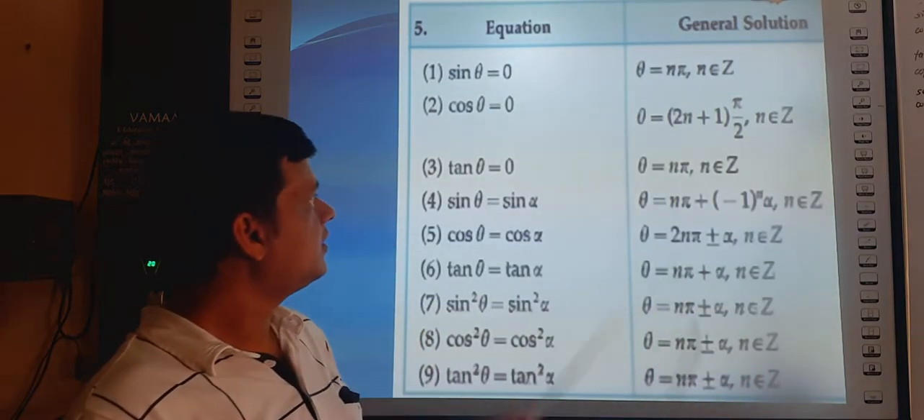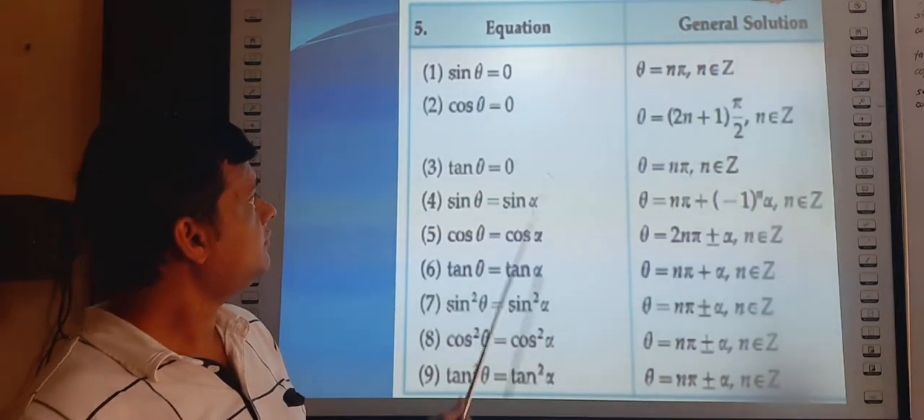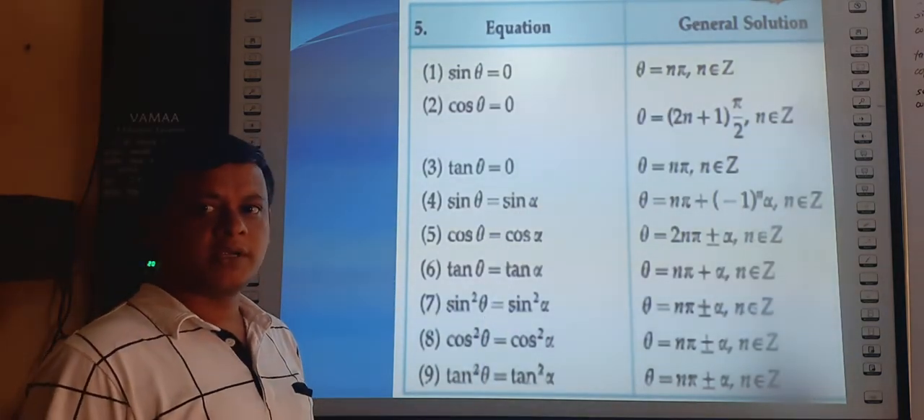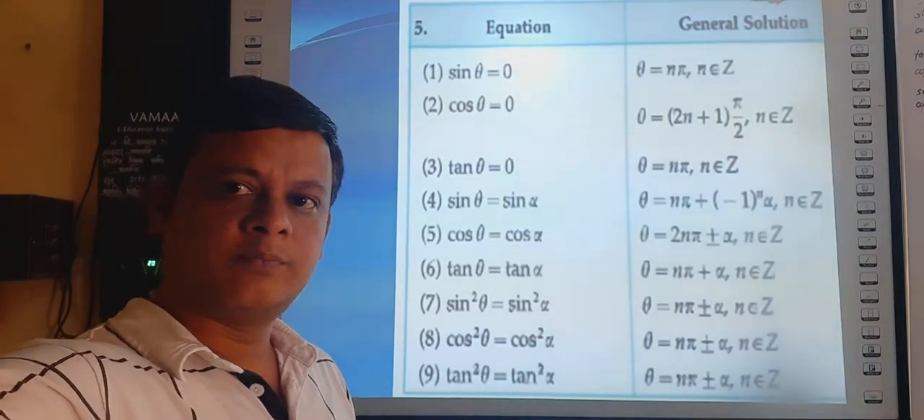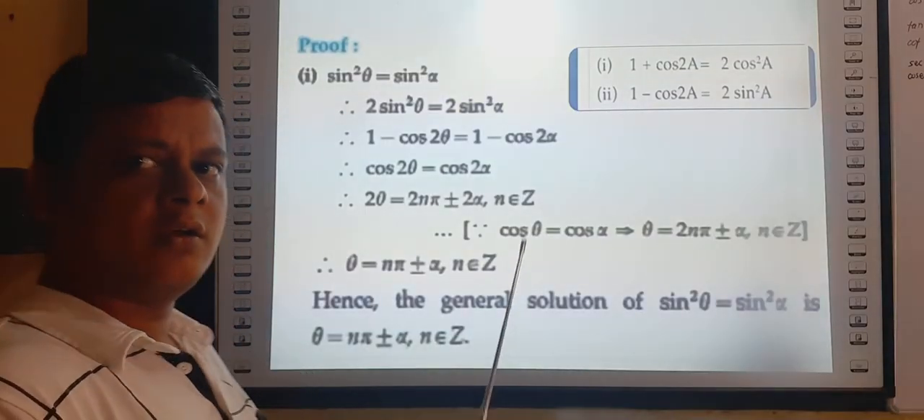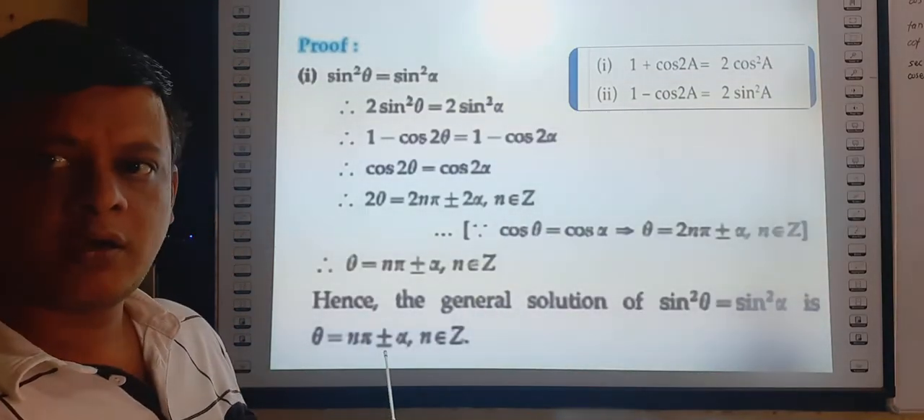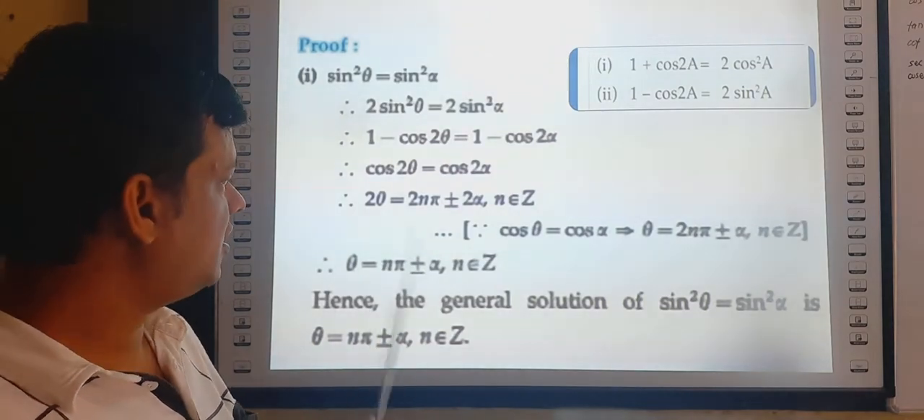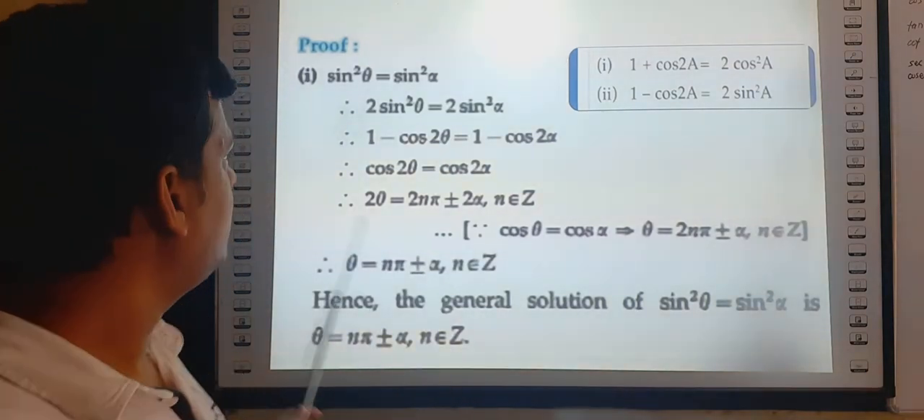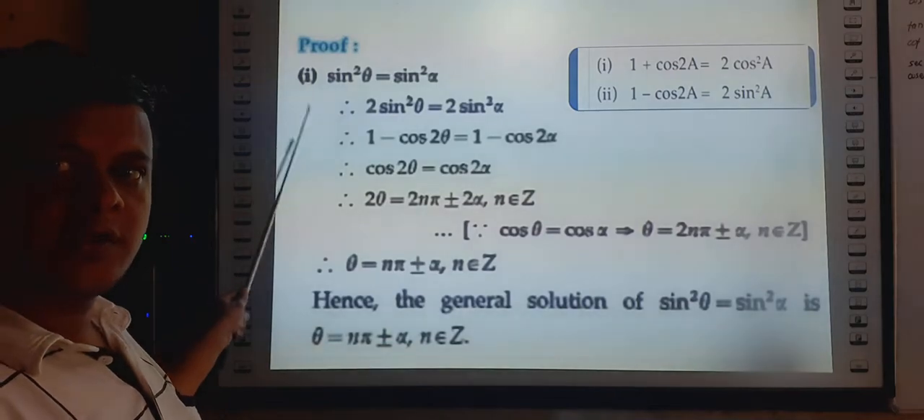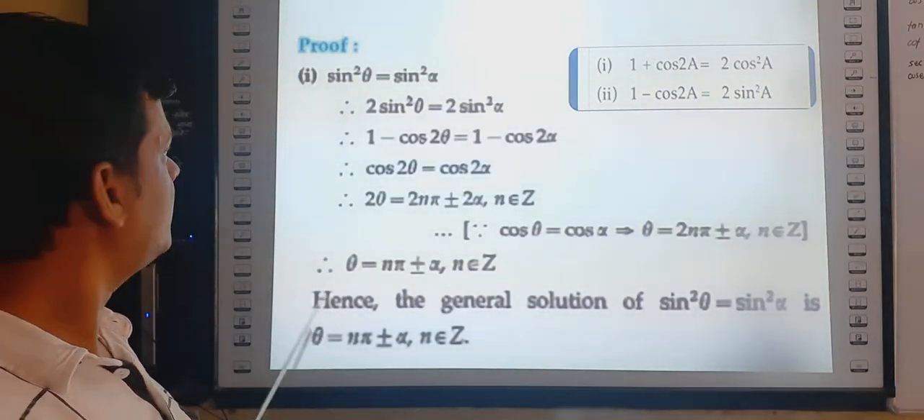Now we see problems on general solution from exercise 3.1. Before that, if you want to know how this formula is derived, you can take a screenshot of this slide.